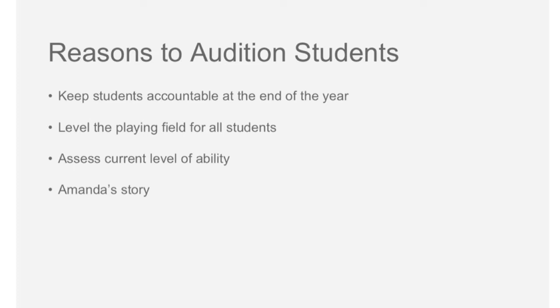It probably doesn't feel like it's level for the students if it's something that the 11th graders are going to play much better than the 9th graders, but at least it gives you something that everyone is going to play. Obviously, you may want to do auditions to assess the current level of ability. We kind of touched on that on the summative part of the evaluation. And so you have in there, one of the bullet points says Amanda's story.